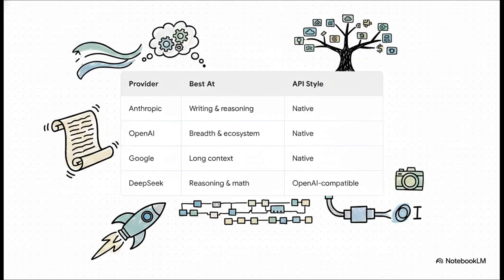We also have Google's Gemini, which just totally dominates when it comes to massive long context and multimodal tasks with incredibly cheap flash options. And finally, DeepSeek. They are really shaking up the industry with frontier-level reasoning and math capabilities at a super low cost. But here's the clever part. Notice DeepSeek's API style. They use an OpenAI-compatible interface. That means if you've already written code for OpenAI, it ports over to DeepSeek super easily with just a base URL change. Real game changer there.